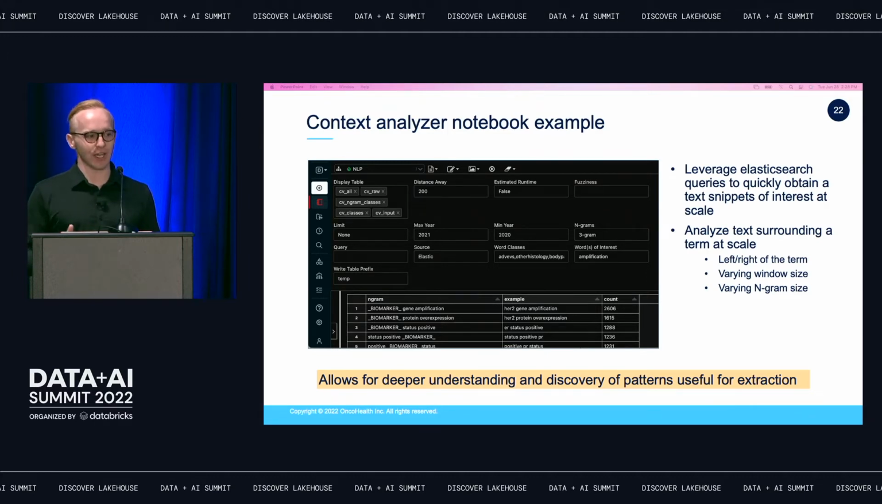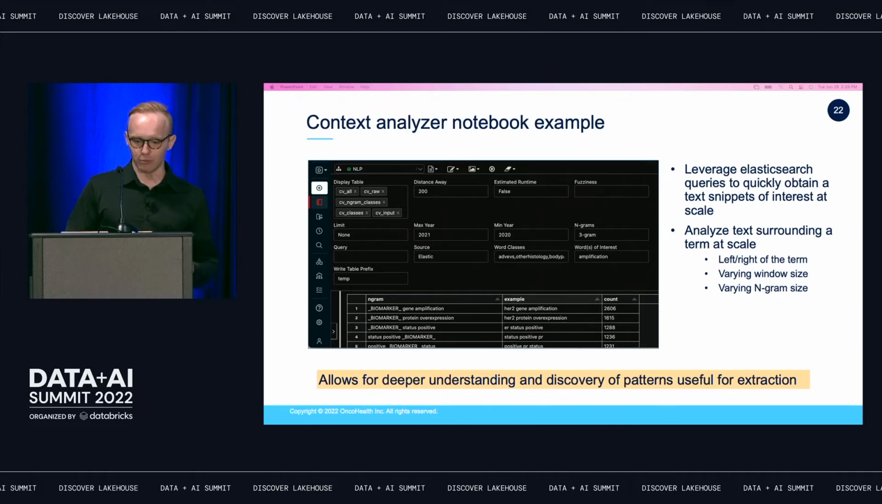We're talking about millions of documents and all the associated data that came from databases in a single place in order to understand, in this case, what is the text around a term in clinical text that we want to capture. In this case, the term of interest for us is amplification, and we leverage Databricks widgets in this notebook that is connected to Elasticsearch. And again, immediately it can serve up, at scale, millions of examples of where this particular term is utilized.